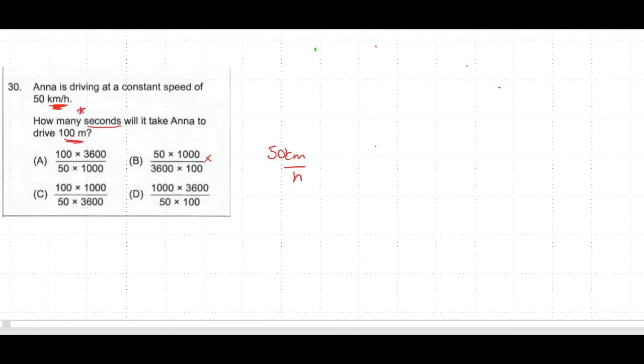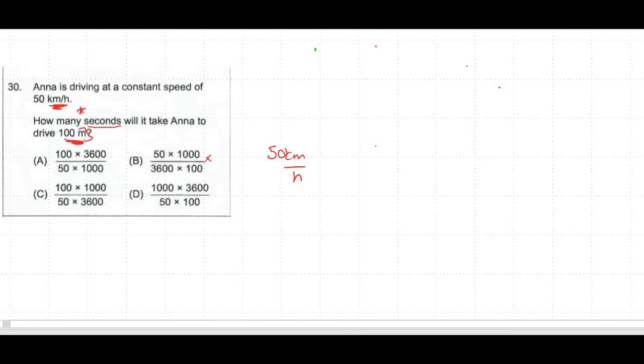Okay, for this question, you gave me answer B, but it's not correct. So how can I go about tackling this question? I look at the unit. Here it says 50 kilometers per hour, which means like that, okay? I need to change it into seconds, and I only want to know 100 meters.